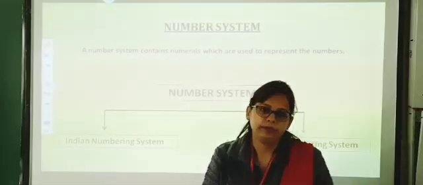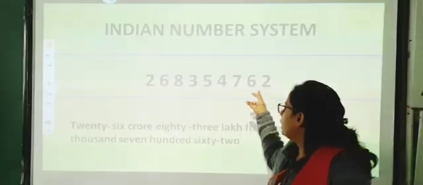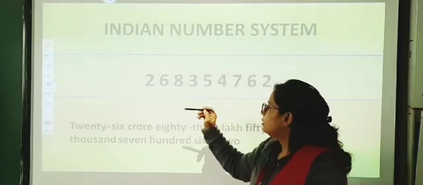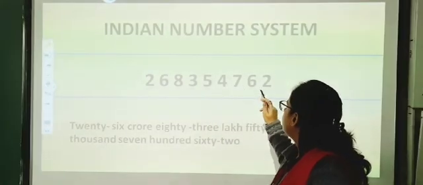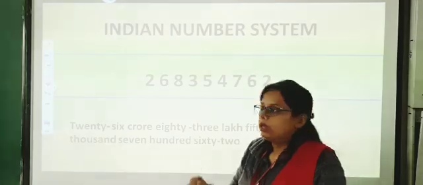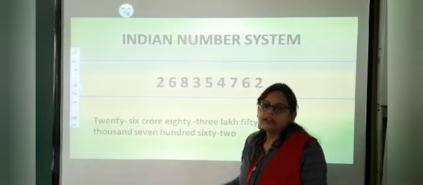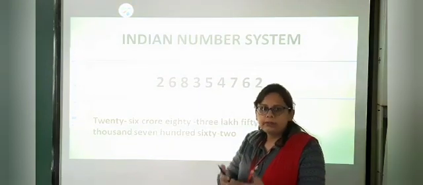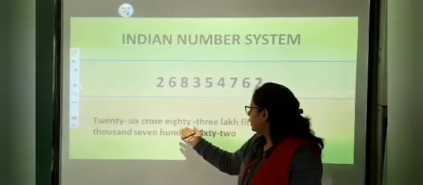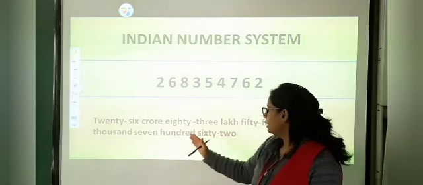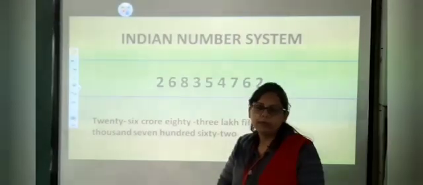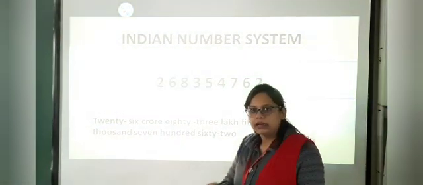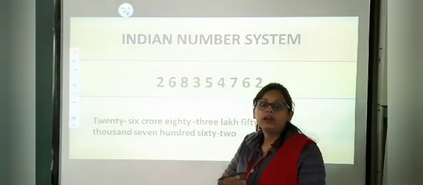What is the Indian number system? Let's see. As you can see, there is a 9-digit number. These digits are 2, 6, 8, 3, 5, 4, 7, 6 and 2. How can we read this number? Well, this number can be read as 26 crore 83 lakh 54,762. On the basis of how we read the number, we can divide the number also. That means we can group the number.